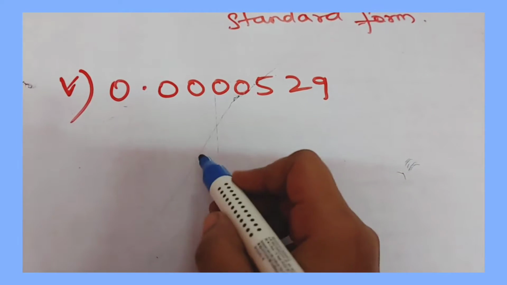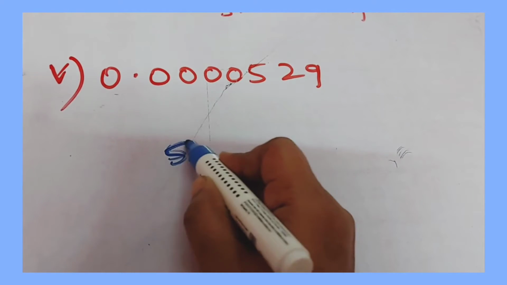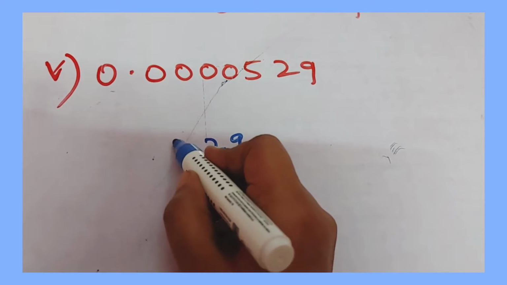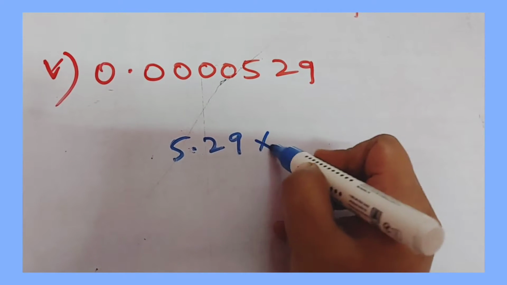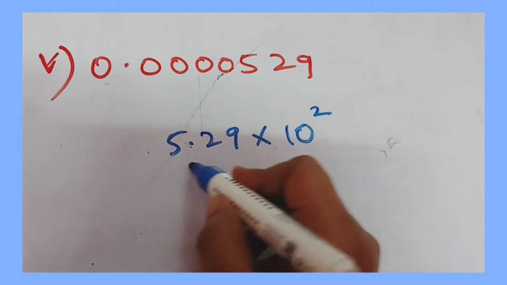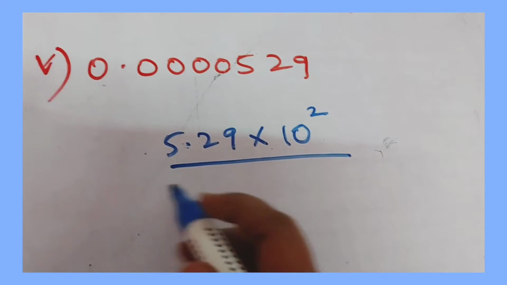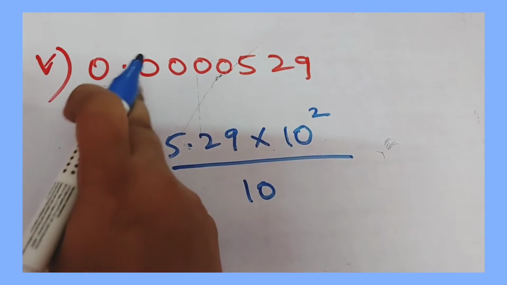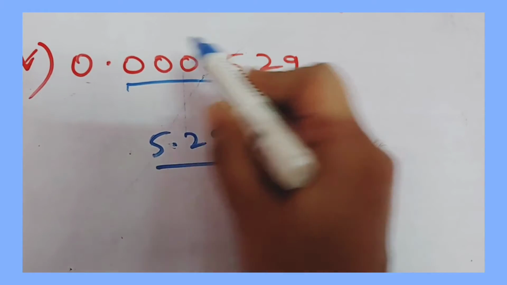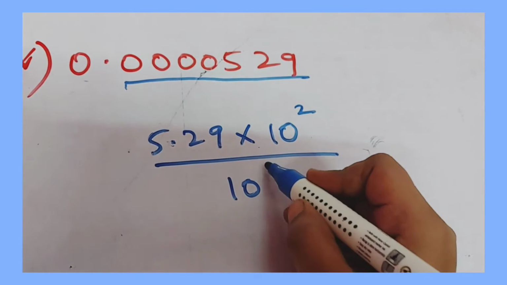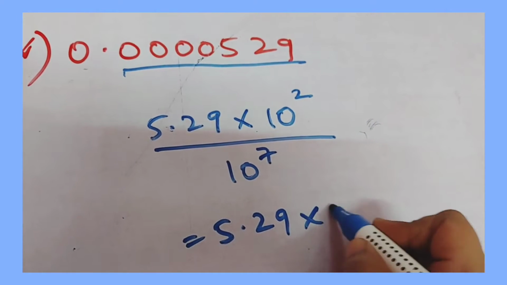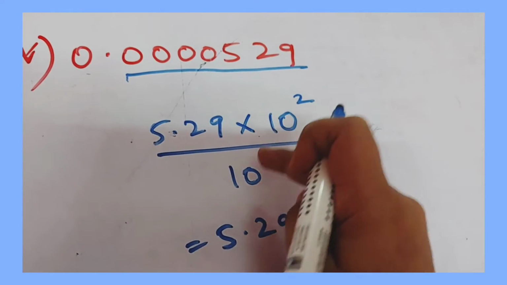Fifth one. This one is also very easy. You have to take 5.29. Then what you have to do, into 10 to the power of, how many numbers are there after the point? 2 numbers are there, by then 10 to the power of, after the point how many numbers are there? 1 2 3 4 5 6 7. It is 7. Now you have to take 5.29 into 10 to the power of 2 minus 7.